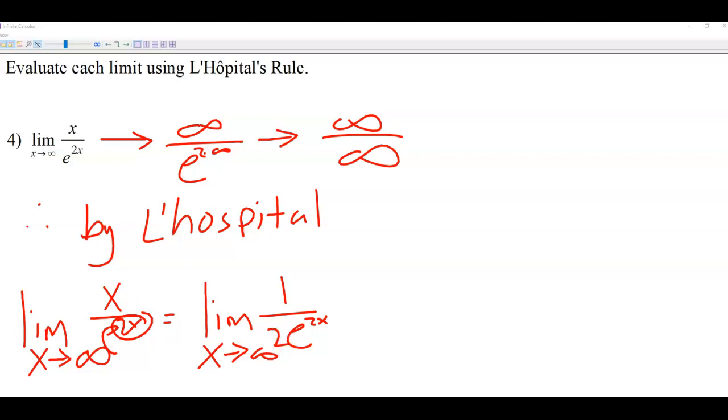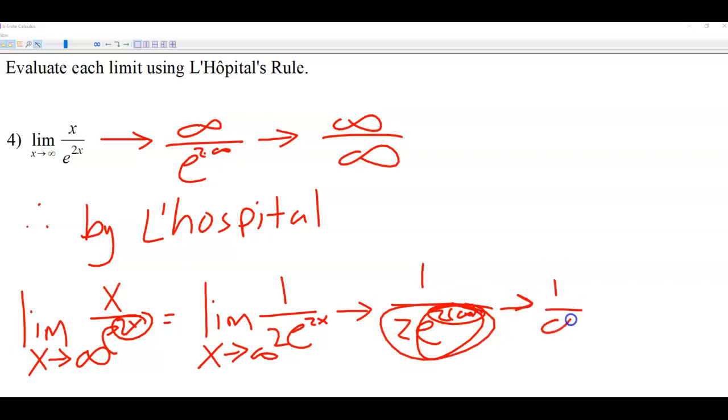Then we're going to go ahead and do our direct sub again here. I'm going to have 1 over 2 times e to the 2 times infinity. And as we said before, 2 times infinity is infinity, and e to the infinity is infinity, and infinity times 2 is infinity, and when you have 1 over infinity, that's going to be 0. And so that limit would end up being 0. All right.